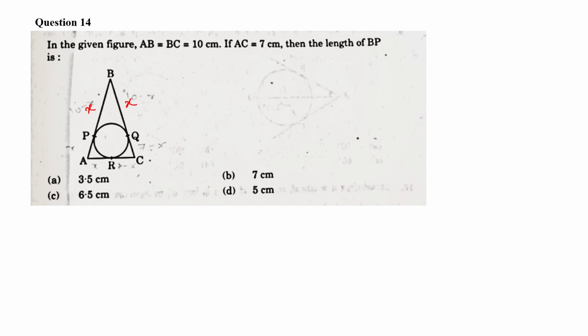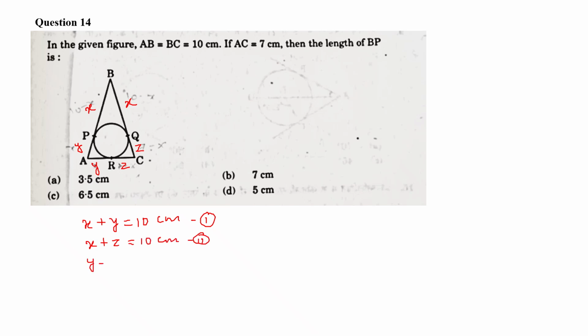Same way AP and AR will be equal. I'll consider it as Y, and CR and CQ are equal. I'll consider this as Z. Now the measure of AB is given as 10. So from there I can write X plus Y is equal to 10 centimeter, and I'm giving it number 1. Next, X plus Z. BC is also 10. So X plus Z is also 10 centimeter. This is my number 2.